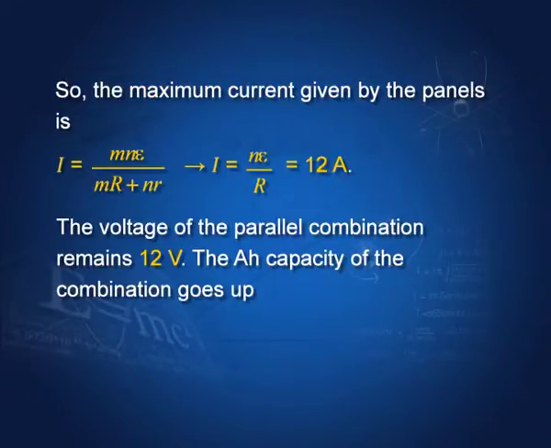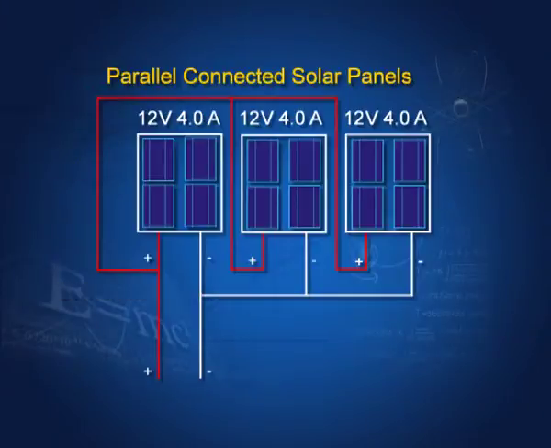The voltage of the parallel combination remains 12 volts, because they are all in parallel. So, the voltage between these 2 points is just 12 volts, but the capacity goes up because we have 3 in parallel. Therefore, the capacity goes up.